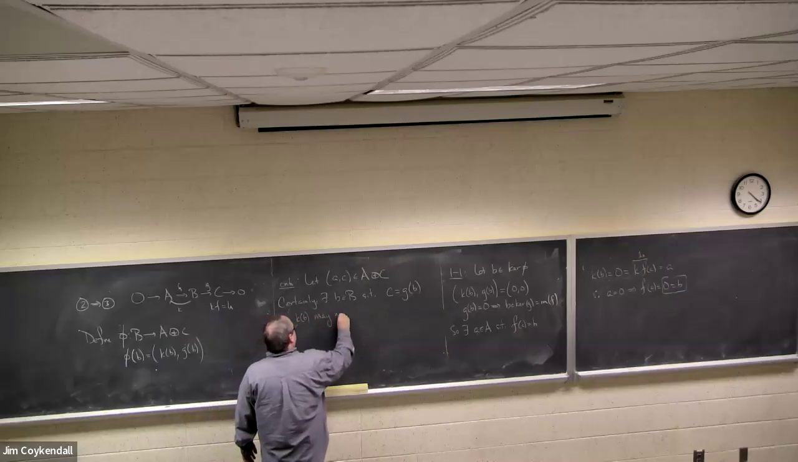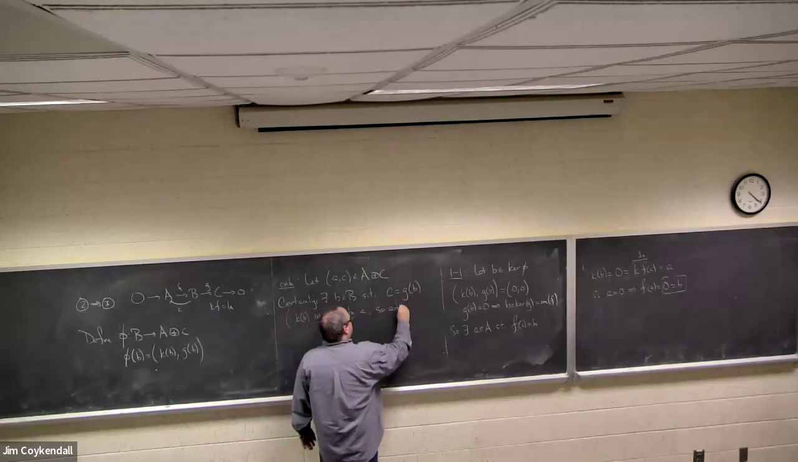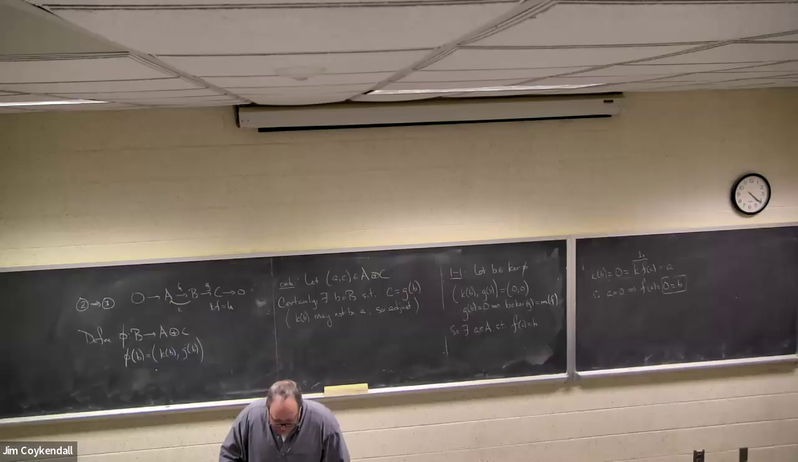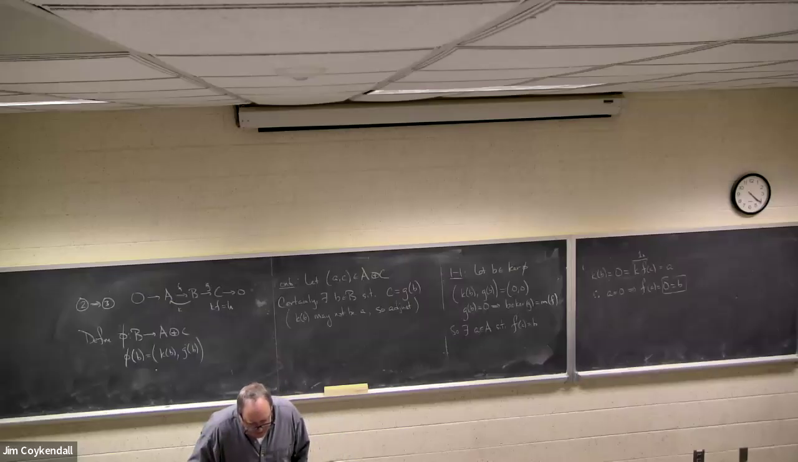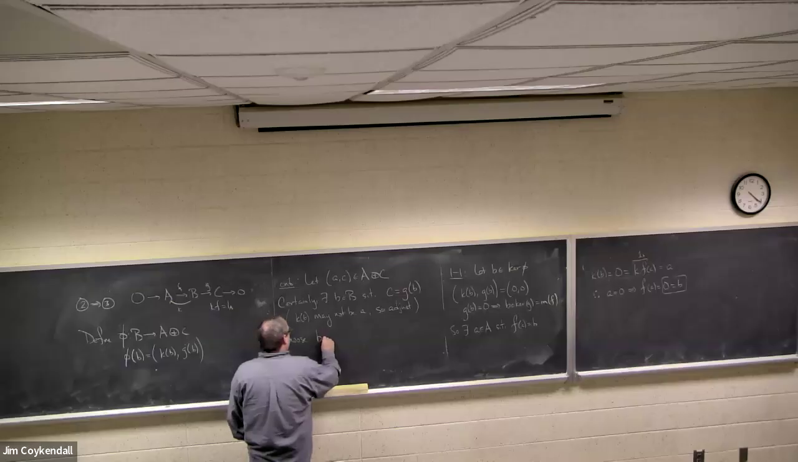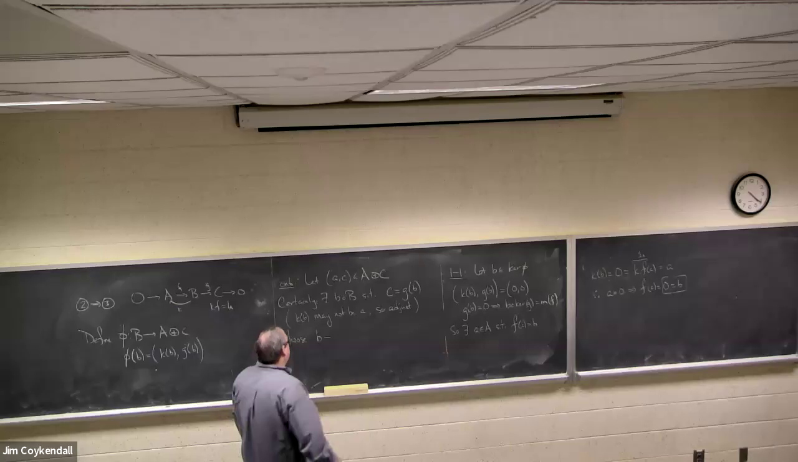K of B may not be A. So adjust. And how am I going to adjust? I'm going to adjust it by something that's in the kernel. So I'm going to vary this by an element in the kernel of G, which is the image of F. So instead of taking B, I'm going to choose B minus FKB plus FA.